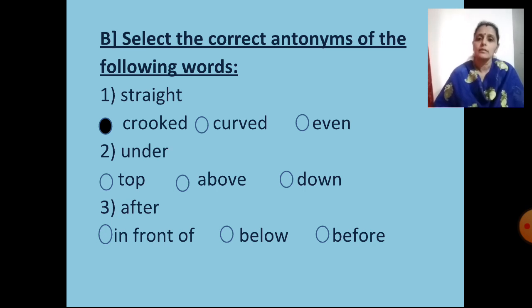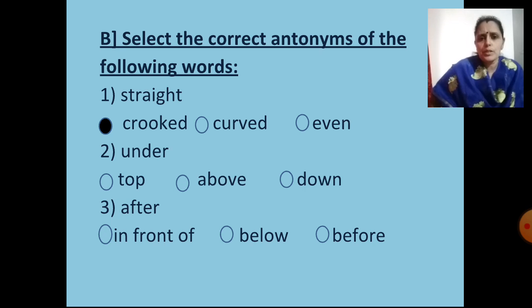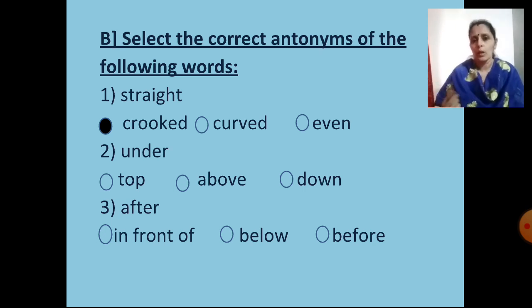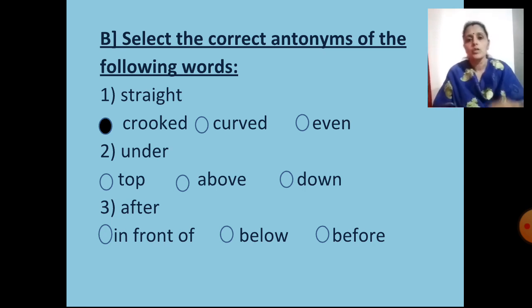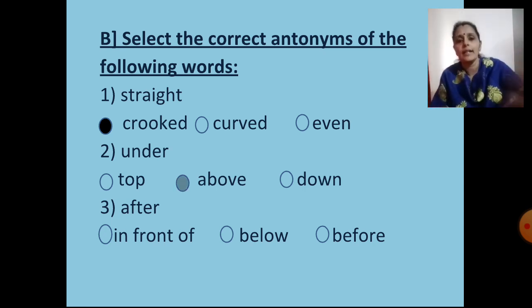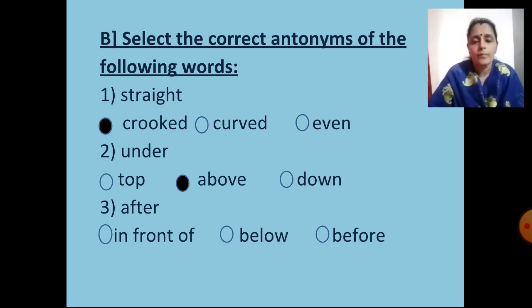U-N-D-E-R, under. So what's the opposite of under? T-O-P, top. A-B-O-V-E, above. D-O-W-N, down. What will be the opposite of under? Above, A-B-O-V-E. So I go there and click on it and select it. Understood, children?